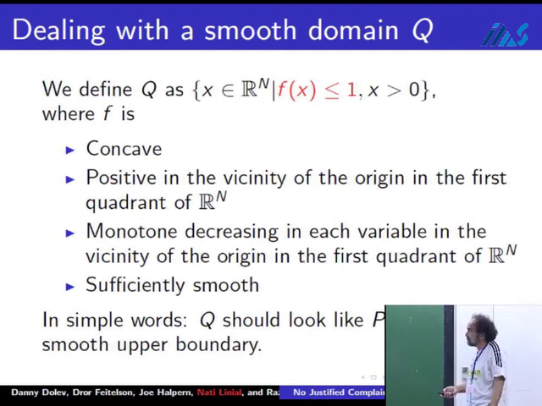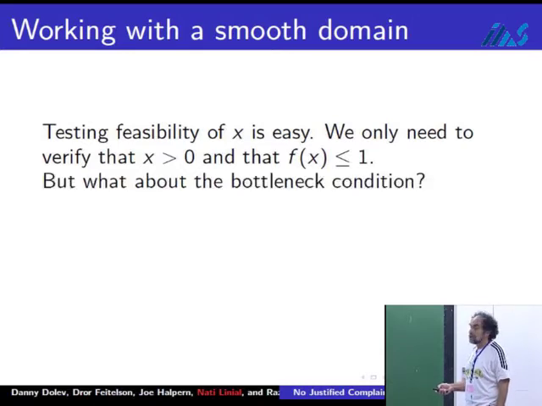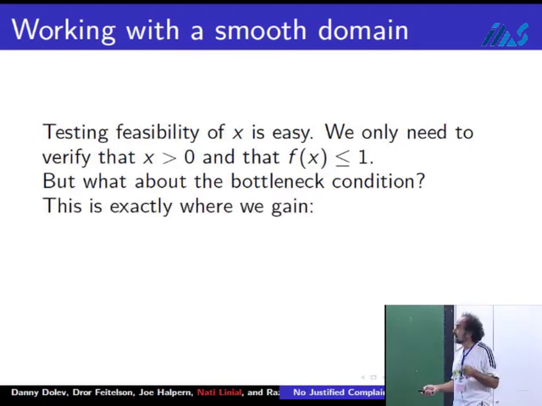At the moment we only have difficulties with it, and the question is, can we really get this off the ground? Well, the first question is, can we test feasibility? Yes, of course. All you have to do is check that x is positive and f of x is less than or equal to 1. What about the bottlenecks? That looks like the most difficult part. But actually, this is exactly where we're gaining. How would you go about this? This is precisely where we're gaining. Why?